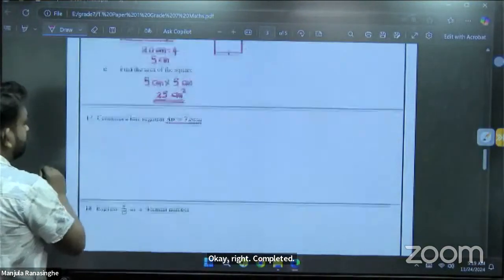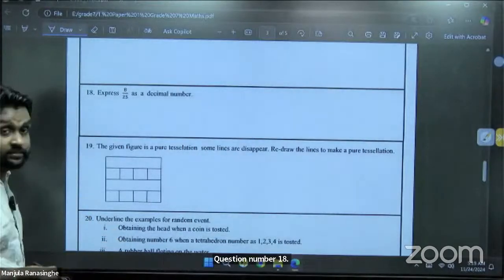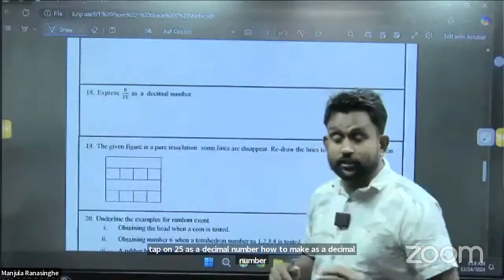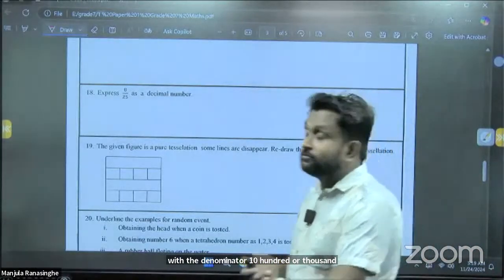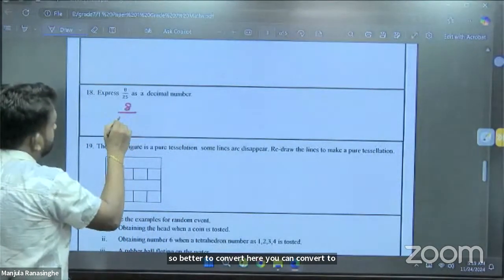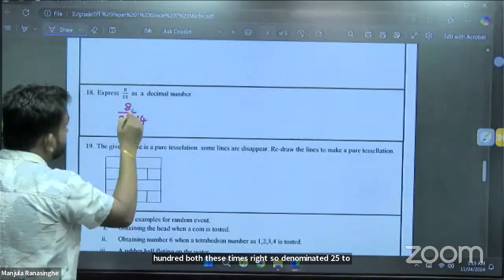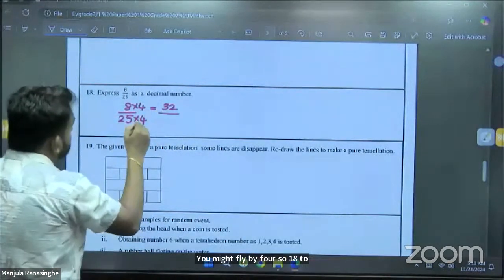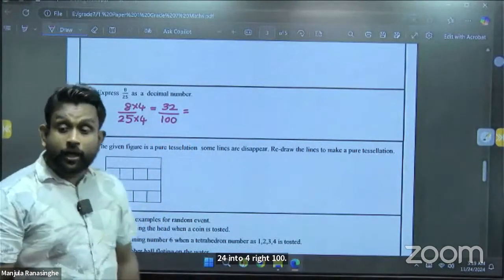Right, now we move to question number 18. 8 upon 25 as a decimal number. How to make it a decimal number? Convert the fraction to a denominator of 10, 100 or 1000. So you can convert to 100. The denominator 25, you multiply by 4 to make it 100. So 8 into 4 is 32, and 25 into 4 is 100. So 32 upon 100.